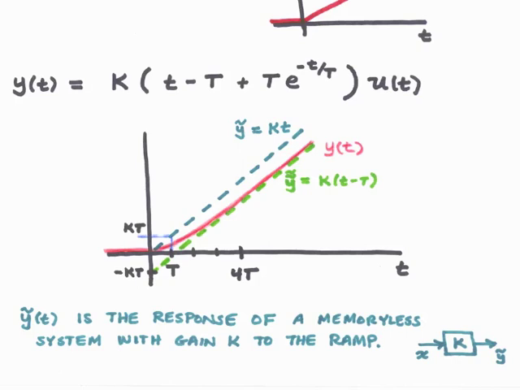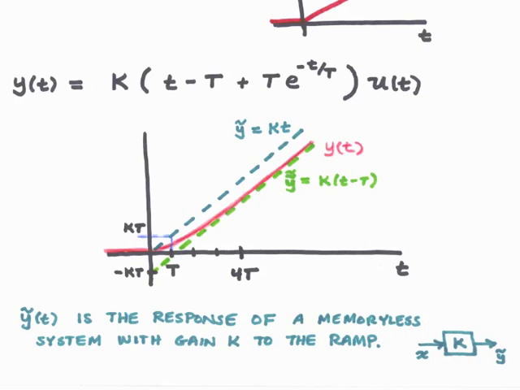You should be wondering how quickly y of t converges to y double tilde. Well, the answer is given by the time constant again. We're looking for when e to the minus t over capital T becomes small. So as before, we know this will occur at approximately 4 times the time constant.